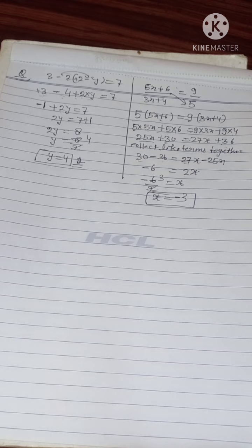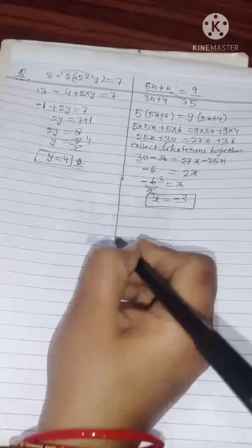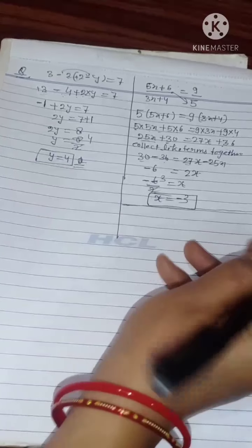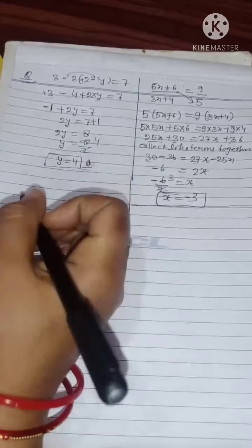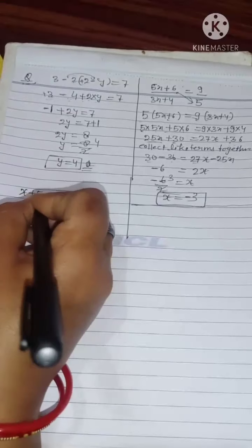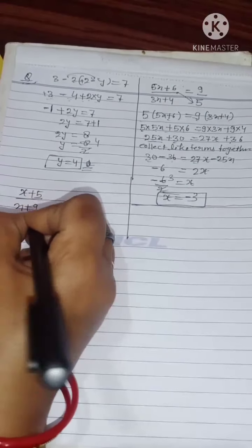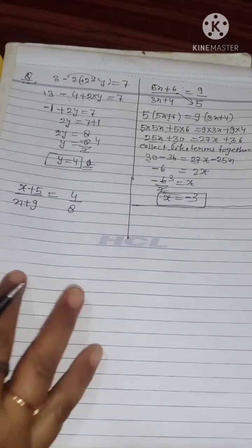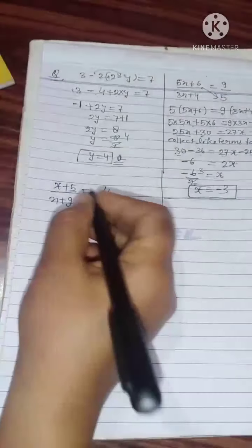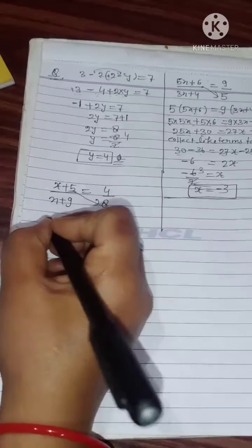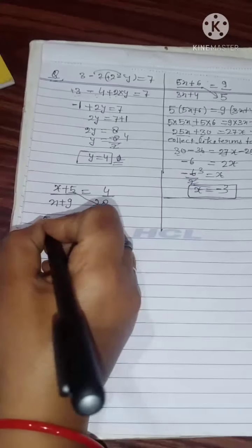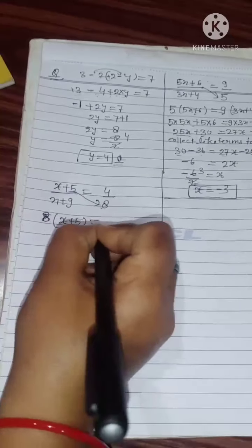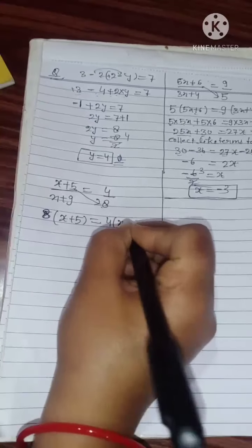One simple question I am also doing from this pattern. It was a little bit different. Now I am taking a simple question. (x + 5)/(x + 9) = 4/8. So how will you do this kind of problem? See that, beta, again do the cross multiplication. So 8(x + 5) is equal to 4(x + 9).